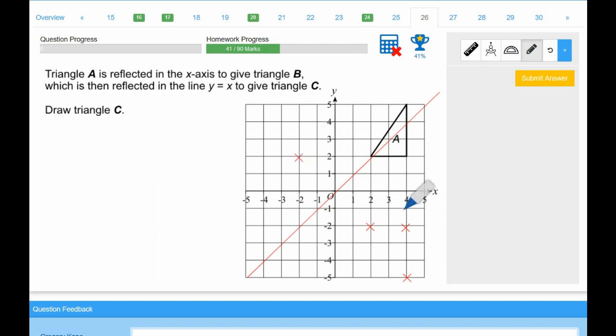For this one, I'm going to count up 1, 2, 3, 4, 5, 6 to the right. I'm going to go 1, 2, 3, 4, 5, 6 to the left.